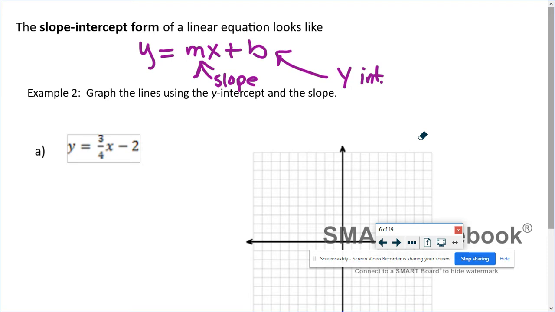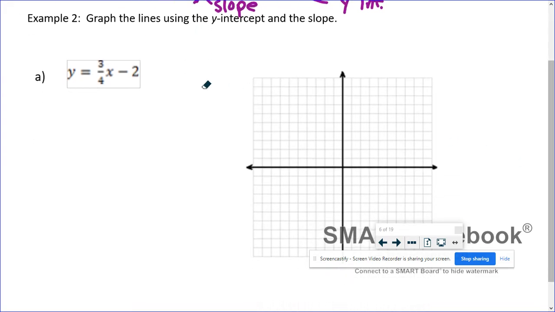Now let's talk about slope-intercept form. So slope-intercept form is y equals mx plus b, where m is the slope that we just talked about, and b is the y-intercept that we defined a couple slides ago. All right. So if you're given an equation in slope-intercept form, you have enough information to graph. The first thing you're going to do is plot the point on the y-intercept. The y-intercept is at negative 2.